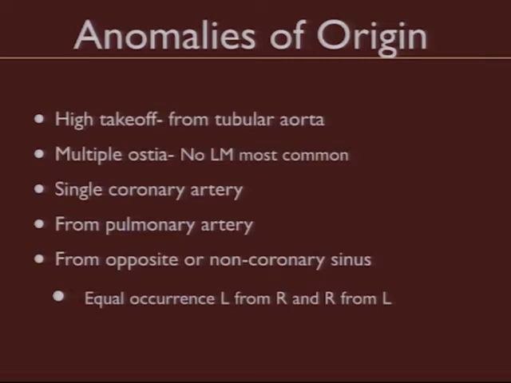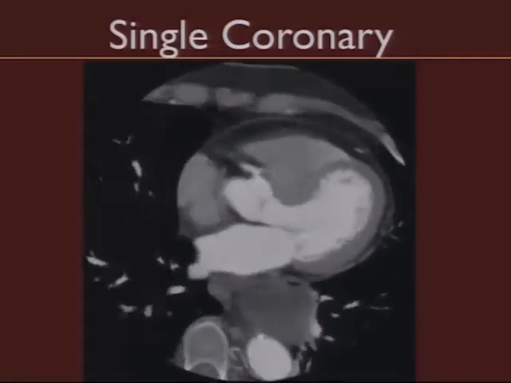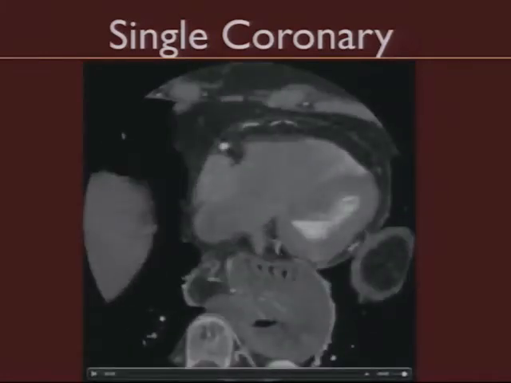So is the left system coming off the right or the right system coming off the left? And those actually occur at about equal occurrence. Again, here's another case of just an absent left main. If you consider it a coronary anomaly, which as you've heard, some people don't, and it can be a normal variant for sure, it would be considered the most common. So let's look at one here that has a single ostium.